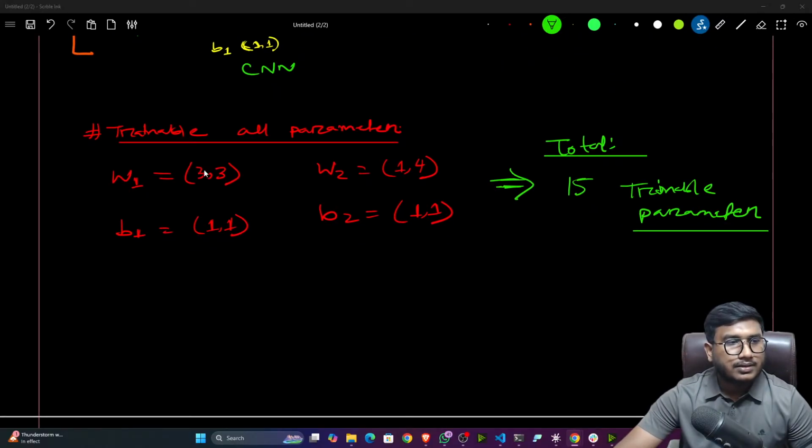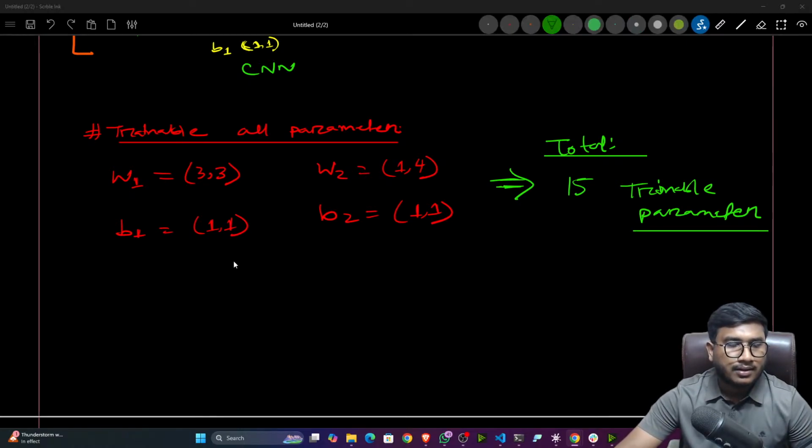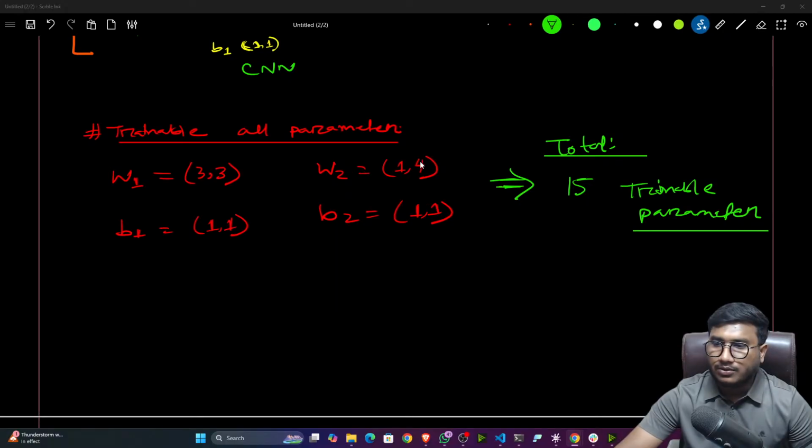You can multiply 3 cross 3. It will give you 9, right? That means 9 values. And again here you are having only one value. That means 10. And you are having 4 values, that means 14, and you are having 1 value. That means 15. Total 15 parameters.